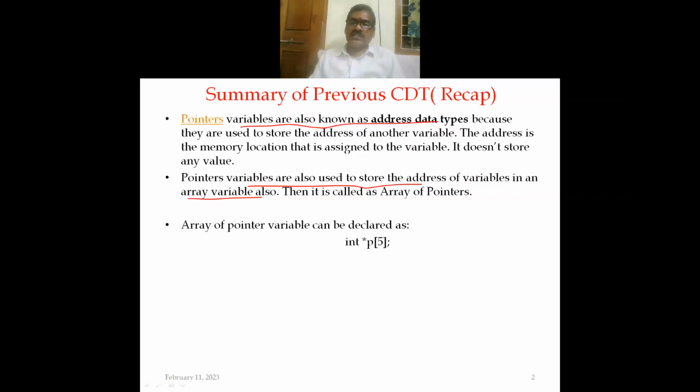Which we can call an array of pointers. Just like an array of integers, you can declare an array of pointers like this: int *p[5]. That means p is an array of pointer variables which can store 5 integer addresses. Like this, we discussed how an array of pointers can be used for storing integer arrays, as well as character arrays.